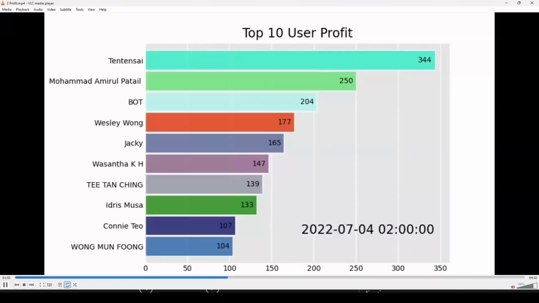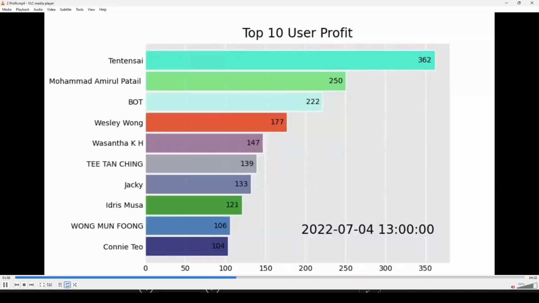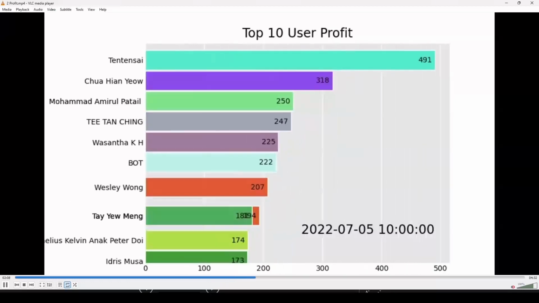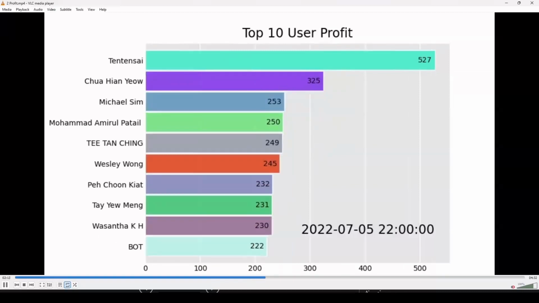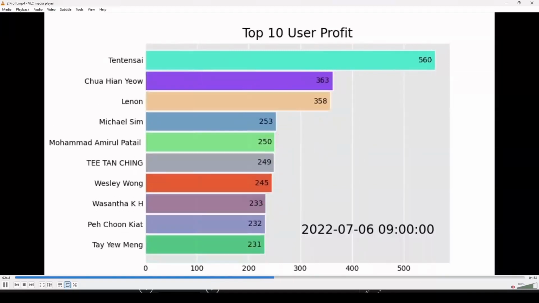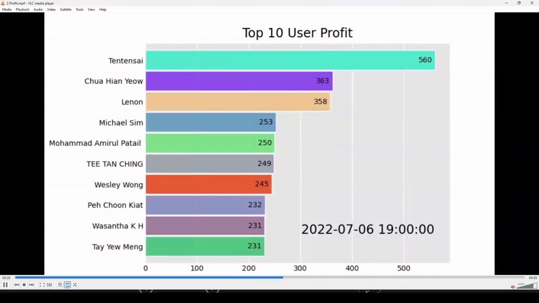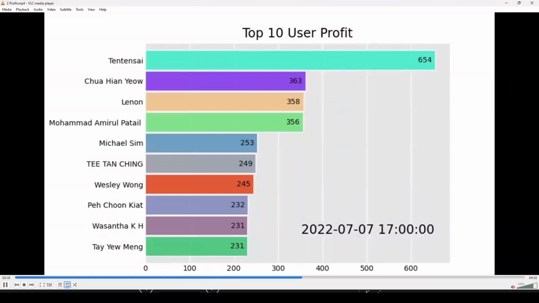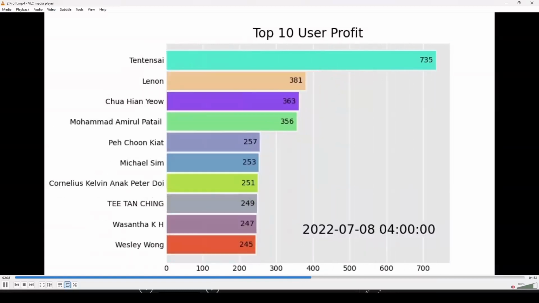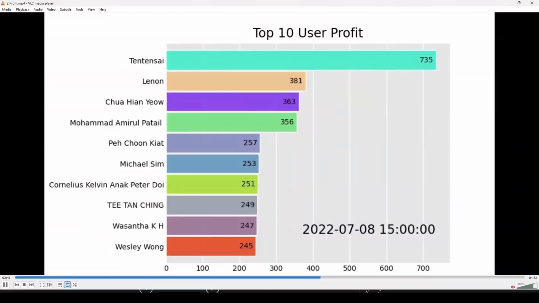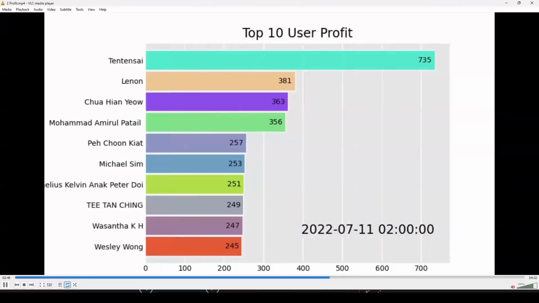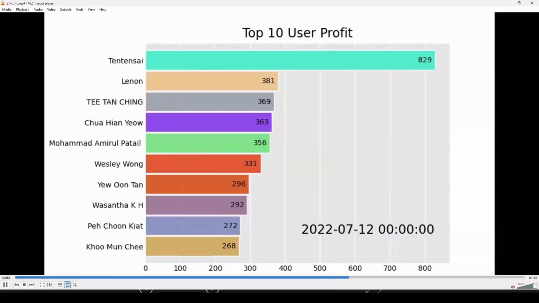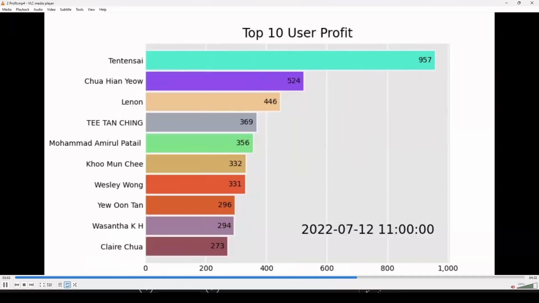Okay, very nice. Iris, Connie. Michael. Ten Side, still at the top. All these are crazy 10% ROI traders. T. Tan Ching, Chua Hin Hiu, Lennon.